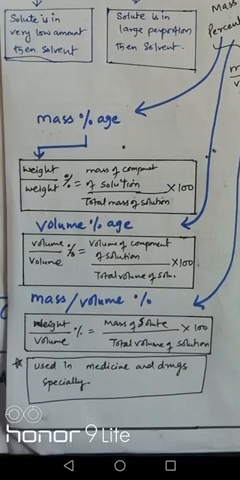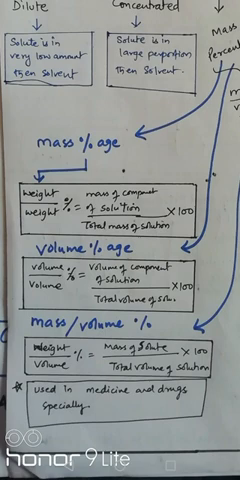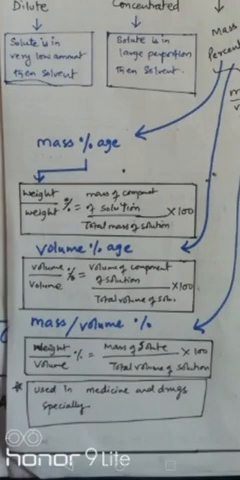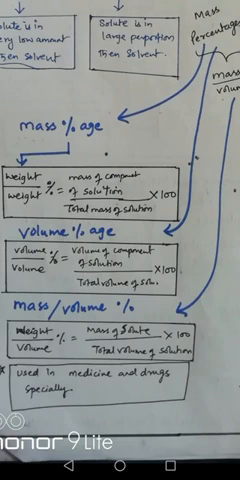Okay. So mass upon volume percentage is third, in which the solute is in the form of mass and the solution is in the form of volume. Here we can use the example of 20 gram of sodium chloride dissolved in 100 ml of water. So how to calculate the percentage? It is the mass of solute upon total volume of solution into 100.